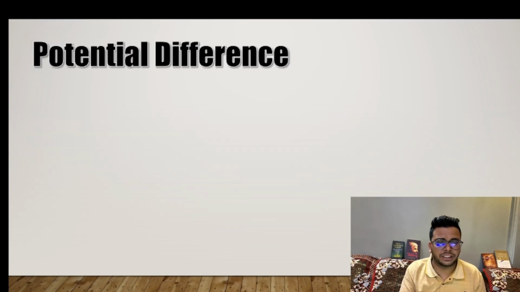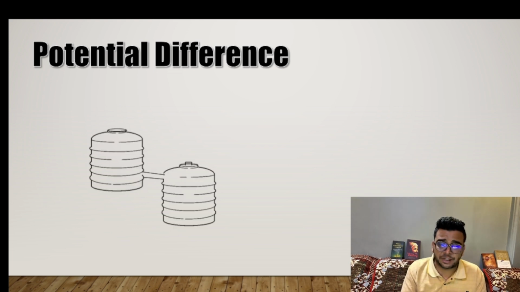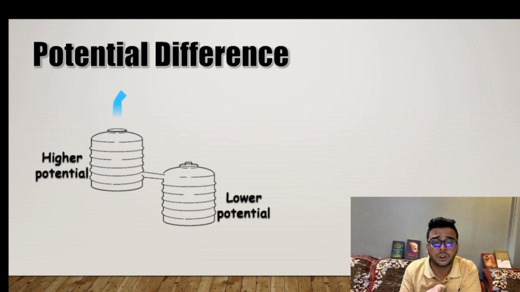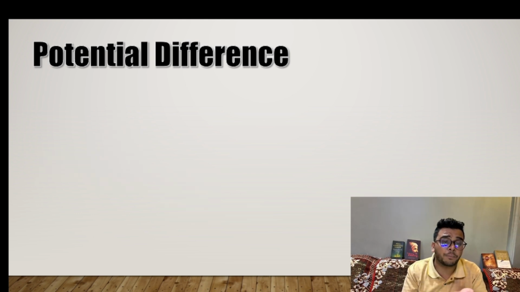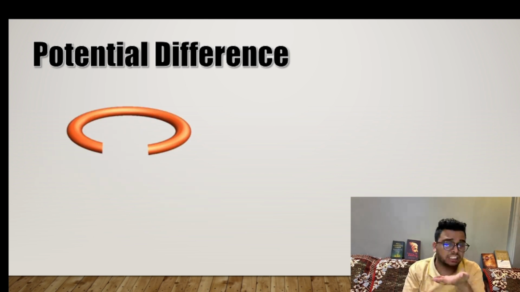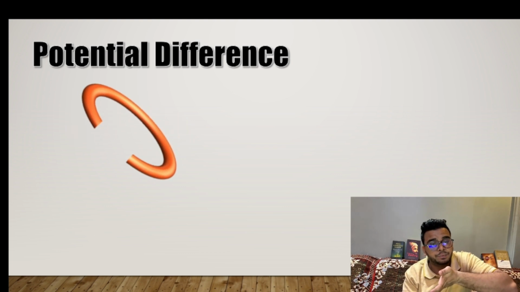Now, the next important term, potential difference. As we all have seen, water always flows from higher potential to lower potential. Not just water, I would say everything flows from higher potential to lower potential. Like wind flows from high pressure to low pressure. Now, we can't just create a potential difference in a conductor by tilting it.